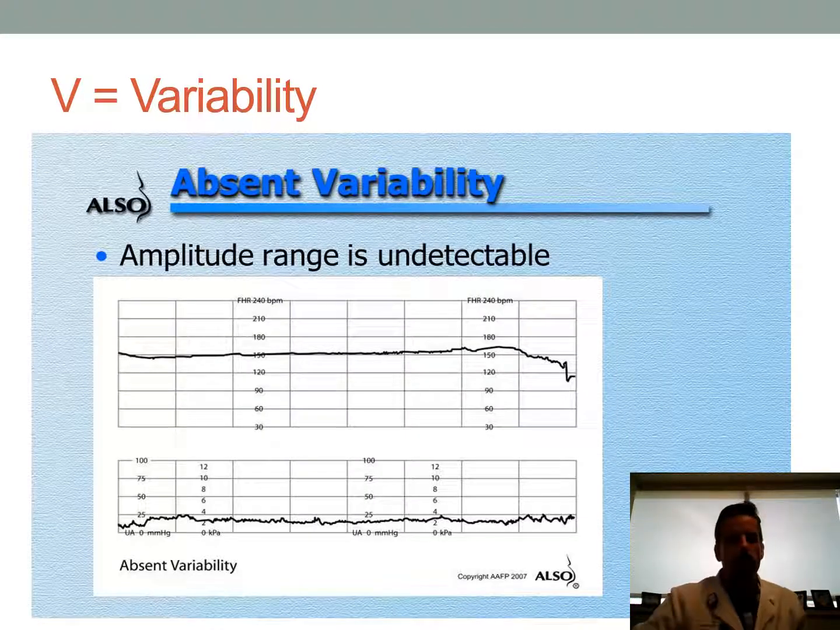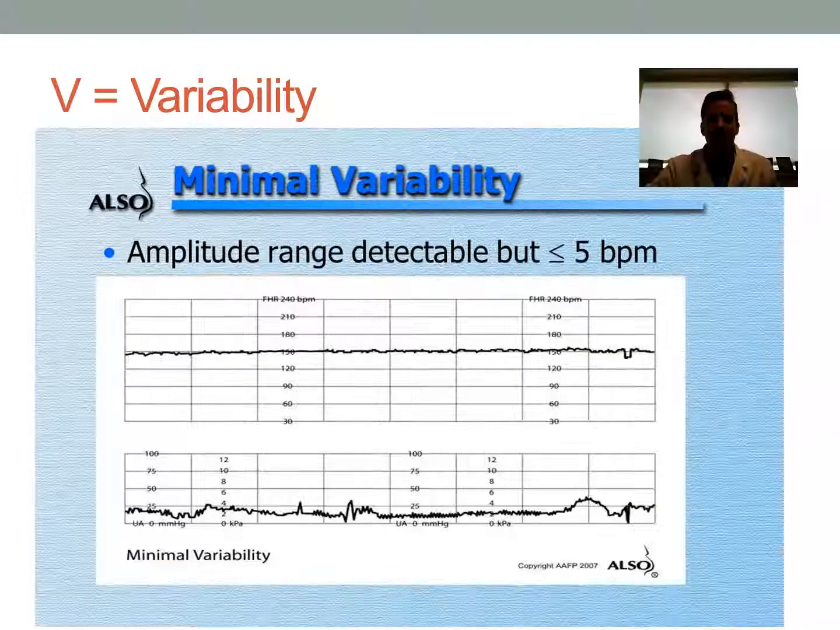So variability can be described as absent, mild, moderate, or marked. Here we have absent variability. The amplitude range is really undetectable. That looks pretty much straight across. There's no beat-to-beat variability present. Now there is a deceleration going on at the end of that. We can't really tell what type of deceleration because we can't really see the contraction, but it's got late features. We'll see more on that in a bit.